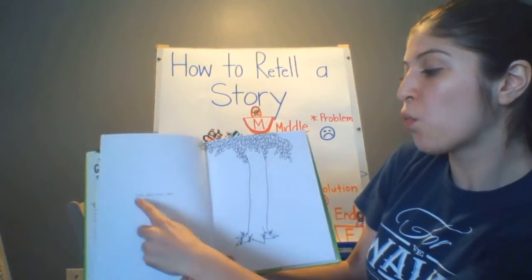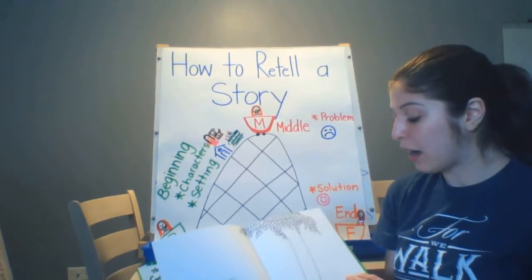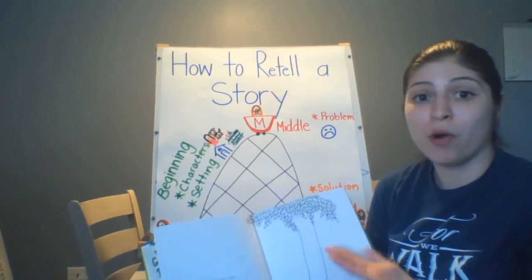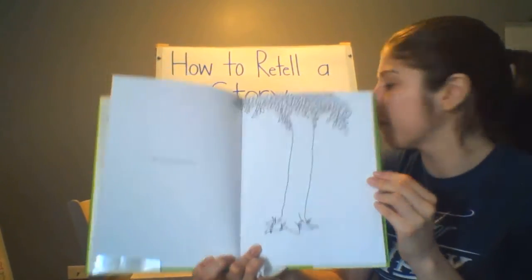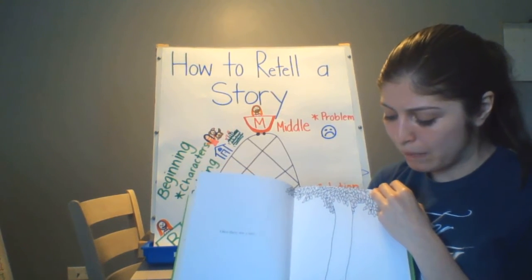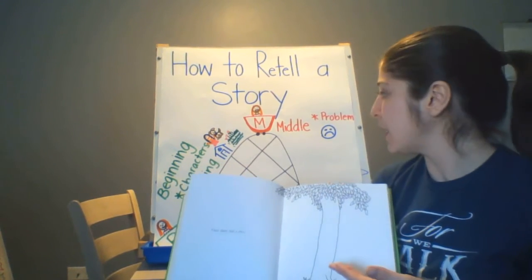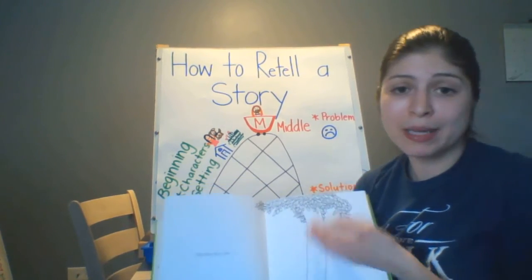So it tells us once there was a tree. So we know the setting. That's somewhere in a forest, maybe somewhere outside, because you wouldn't see a tree like this inside the home, right? And then the character, well, we don't see any characters yet. We don't see animals, or we don't see humans, but maybe it could be the tree.